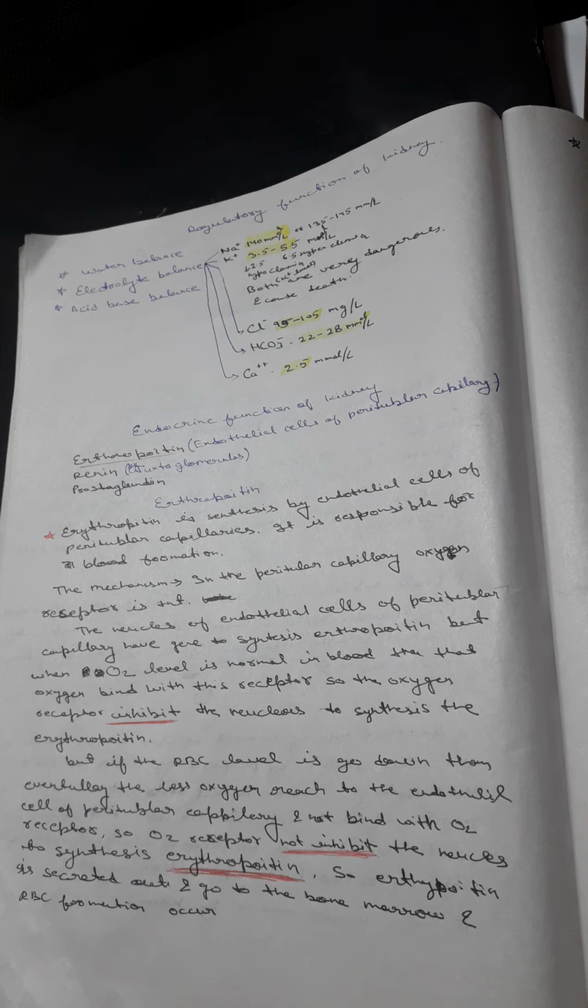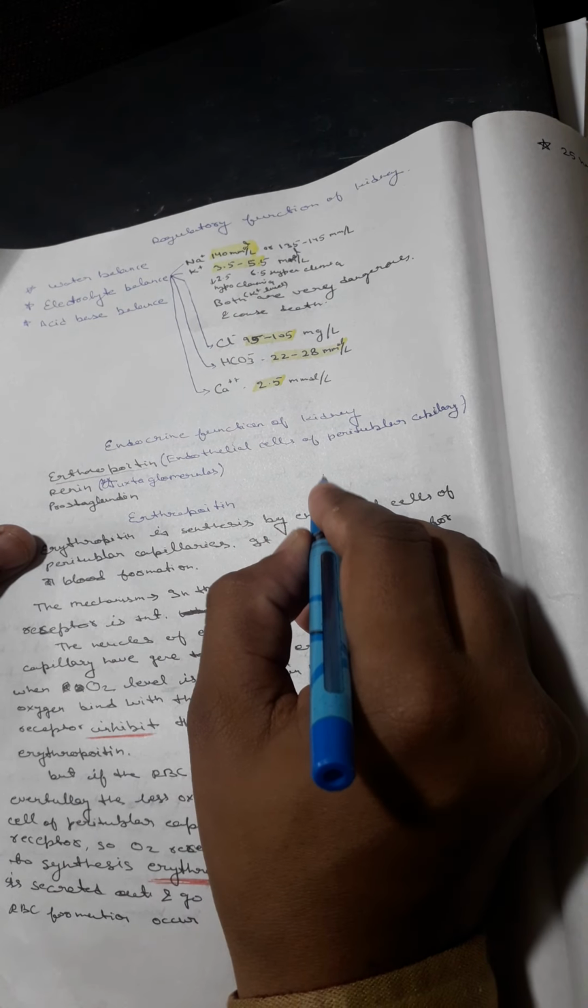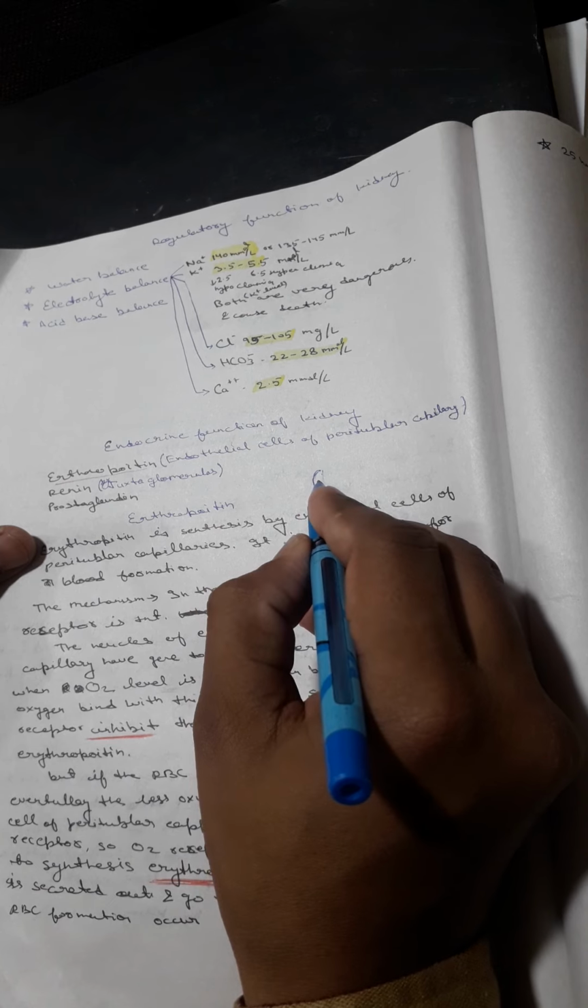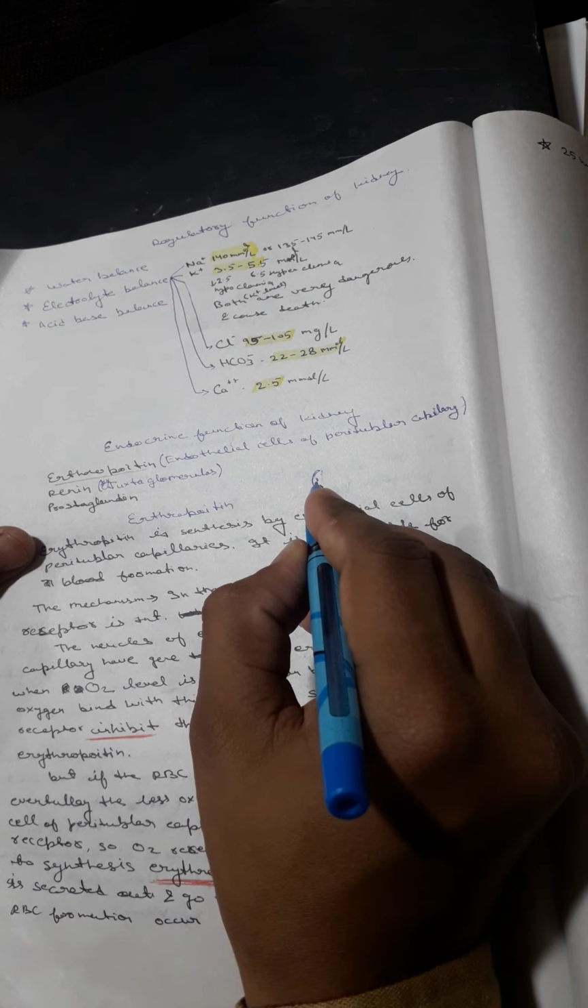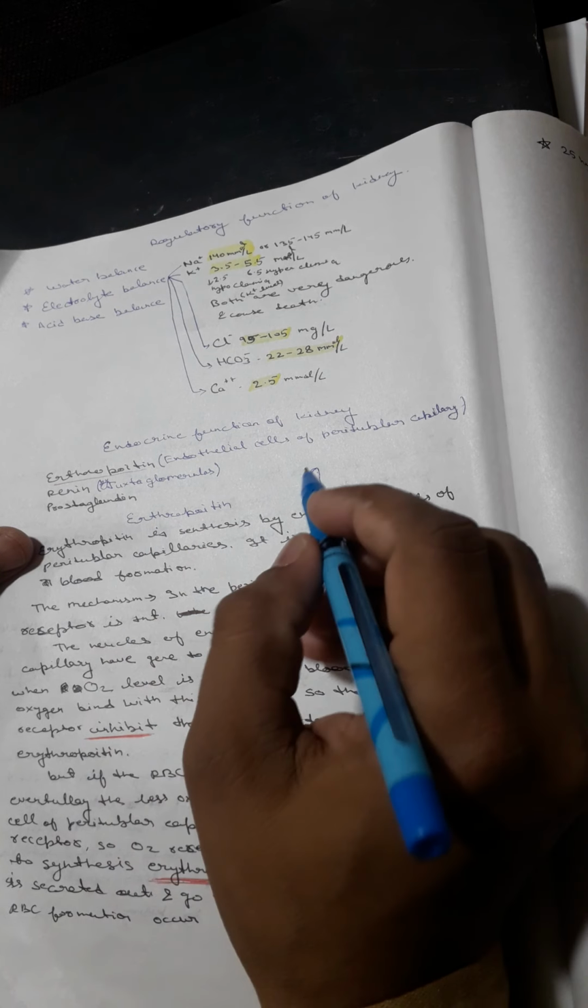And how is erythropoietin secreted? Erythropoietin is secreted by the peritubular capillaries of the kidney. So how do peritubular capillaries synthesize erythropoietin? It is a mechanism. In the peritubular capillary, endothelium is present, and in the nucleus, the gene is present which is responsible for erythropoietin synthesis.